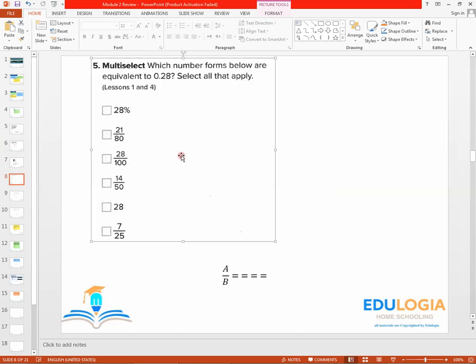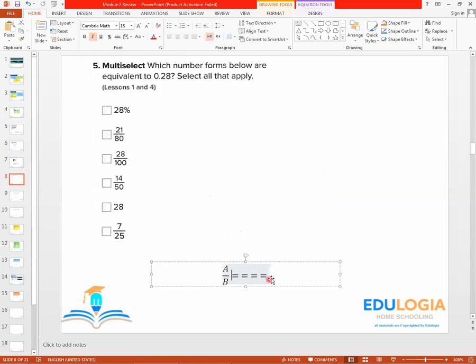Okay, number 5. Thank you, Maimuna. Number 5 here: which number forms below are equivalent to 0.28? 0.28 is 28 over 100. Okay, and I can make it as percent. It's 28%.